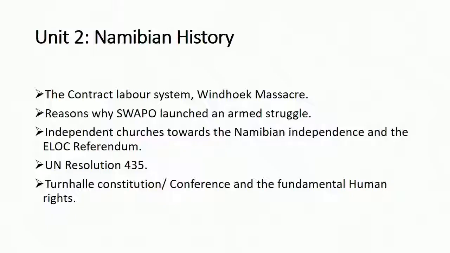Now, Unit 2 is on Namibian history. In Namibian history, the following topic you should put emphasis on: the contract labor system. What is the contract labor system? You should know that this system was used by colonizers to contract laborers, workers, for a certain period of time.